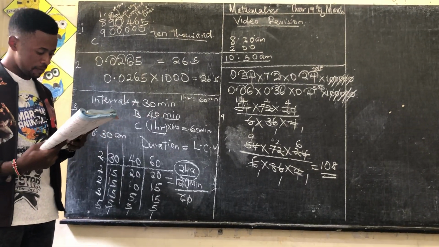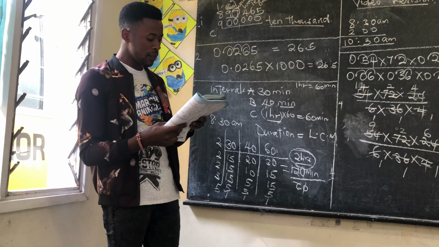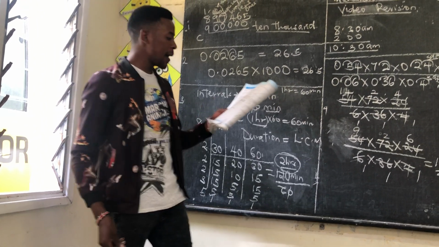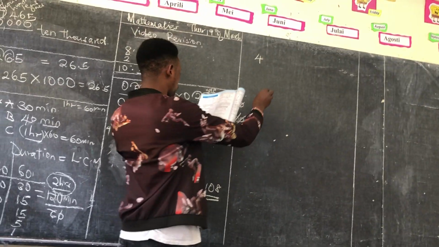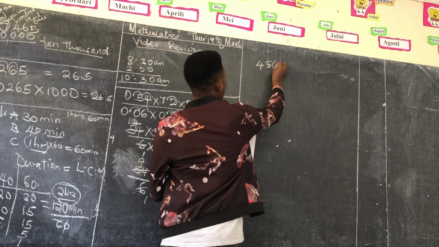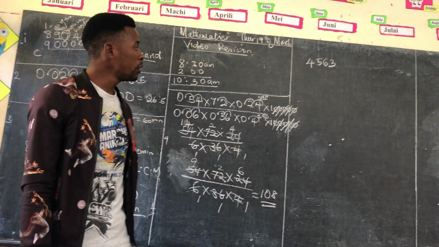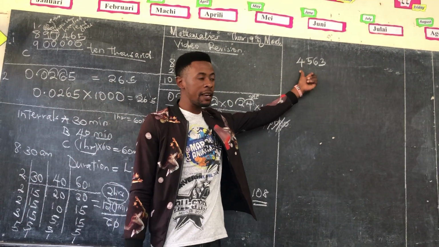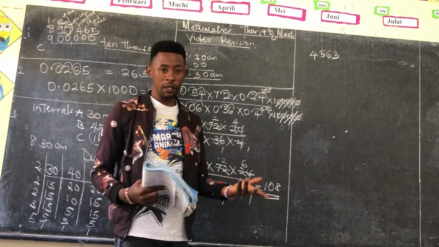This was so easy. Number 5. What is the smallest number that can be added to 4,563 to make it divisible by 11? So I told you pupils, what you're supposed to do is first divide this number by 11, and then the remainder determines the number to add and the number to subtract.